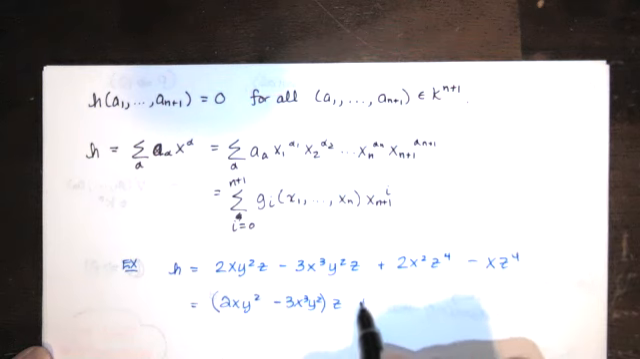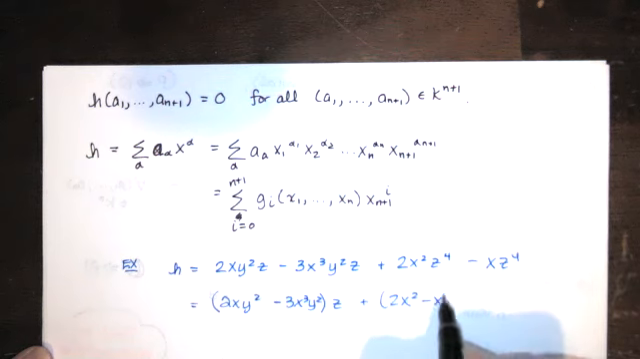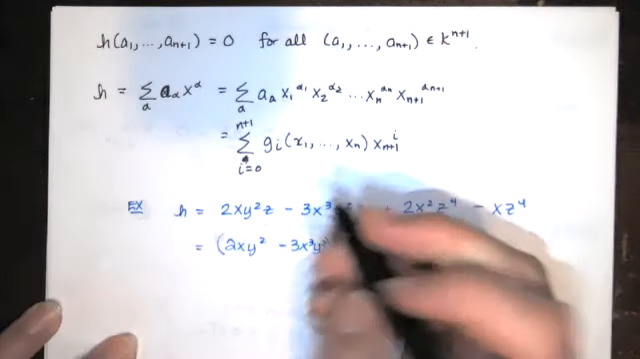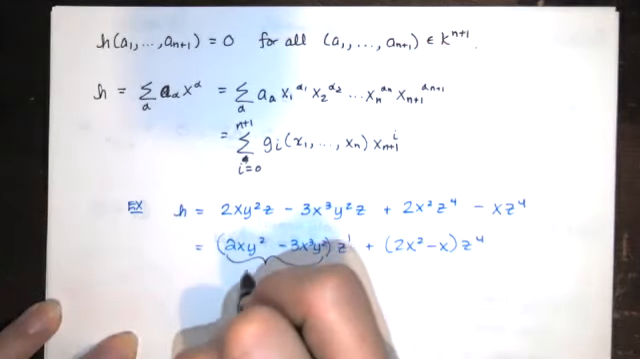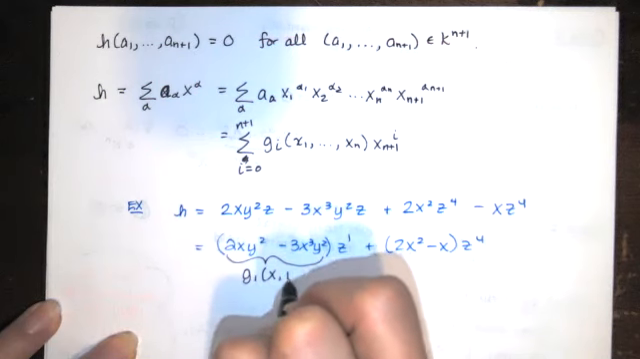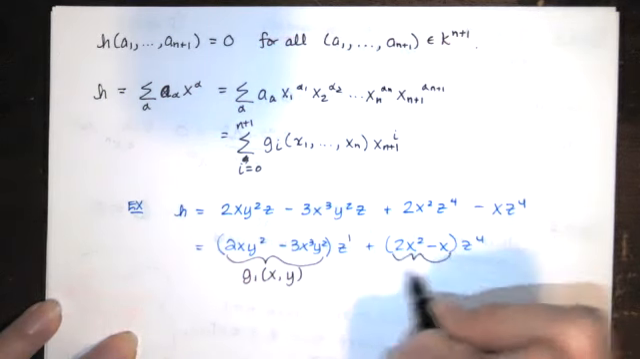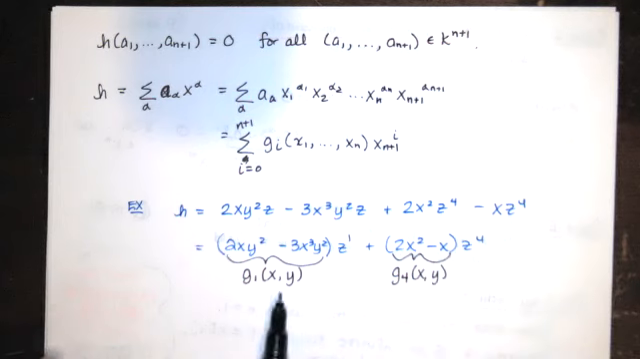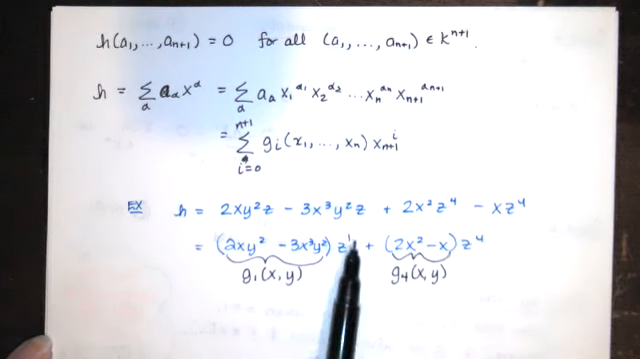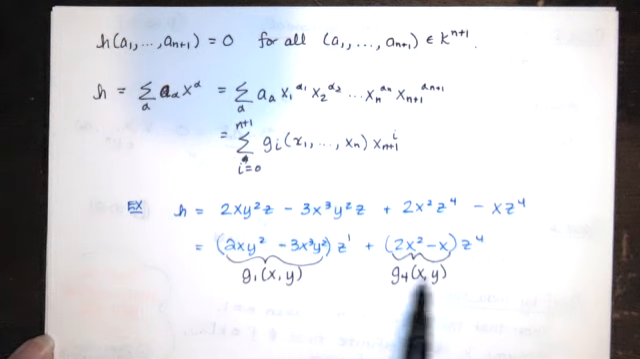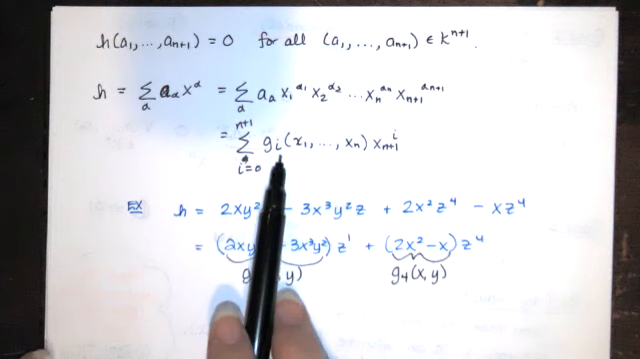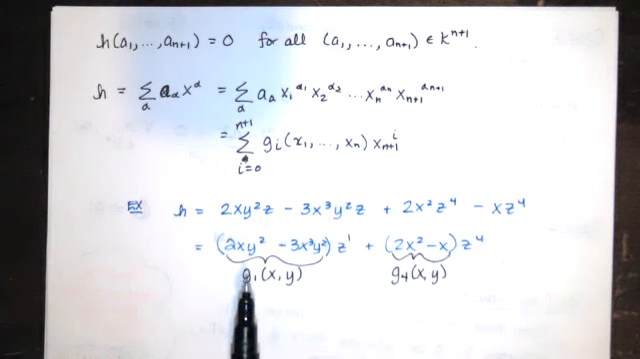Then I've got this guy, 2x squared minus x times z to the 4th. So this would be g sub 1 of x and y, and this would be g sub 4 of x and y, because this is the polynomial that multiplies z to the first, and this is the polynomial that multiplies z to the fourth. That's what we're doing here. This subscript here goes with that exponent there.